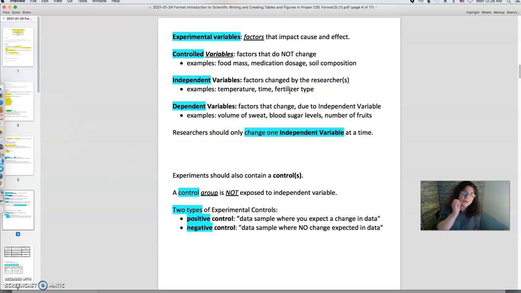Now, your study should also have control groups. There's a difference between controlled variables and control groups. Control groups are not exposed to the independent variable. It's a tough concept, and we'll get to the description of the concept in an example in just a second. But control groups are not exposed to the independent variable, and there are positive control groups and negative control groups. The best way to go over this is to give you an example.